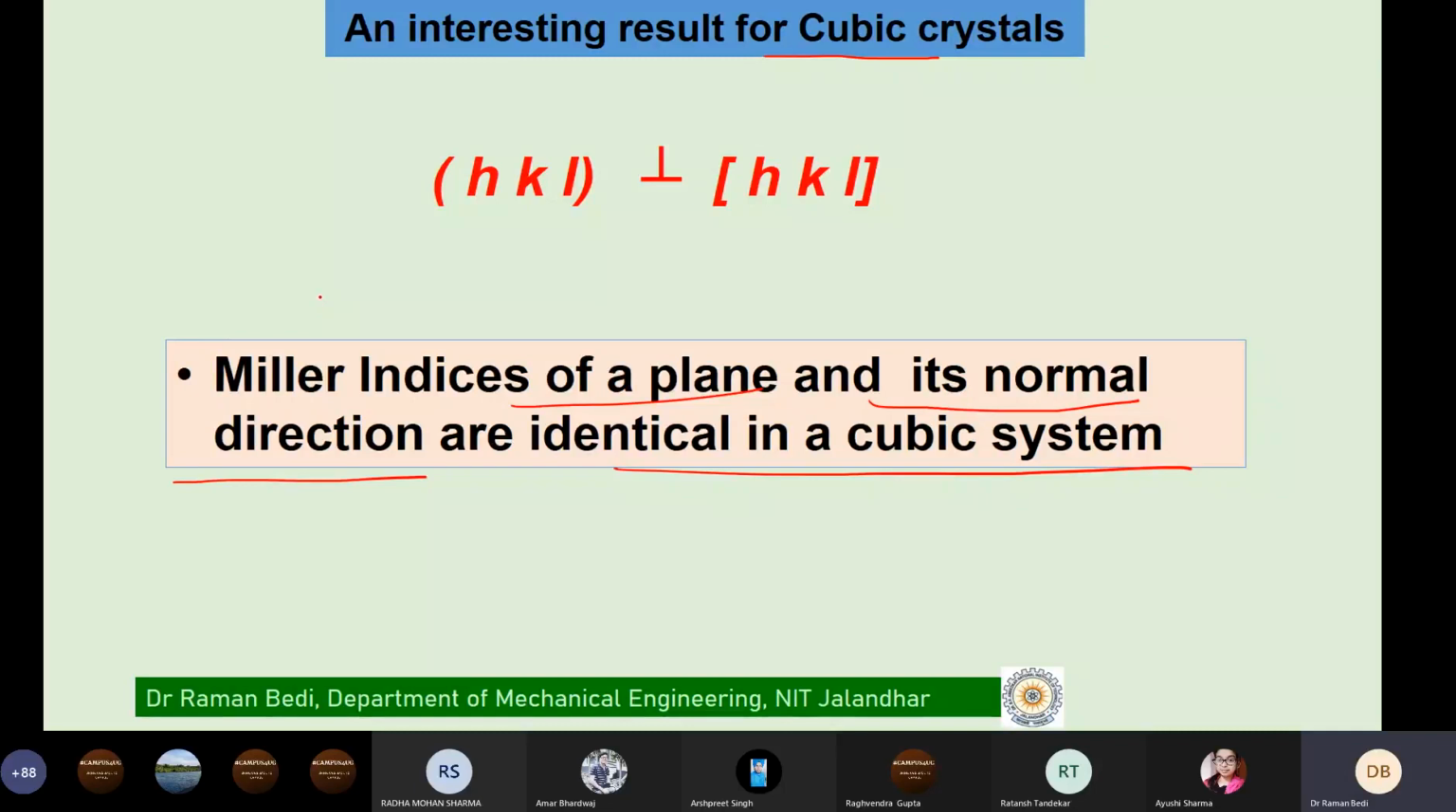The Miller indices of a plane and a direction which is normal to that plane, they are identical. There is some misprinting here. This shall be read as U, V, and W. So this is what we are trying to understand here. The simple way to understand this concept is I'll just draw a unit cell, and then we will be able to appreciate what is written here.